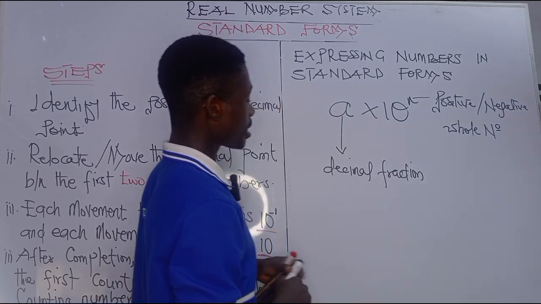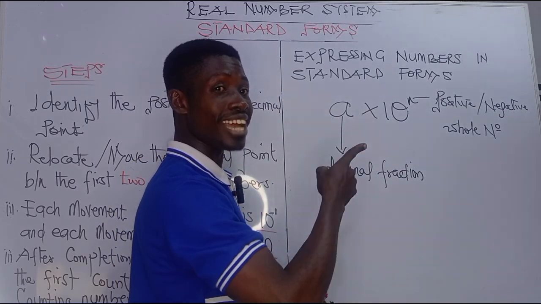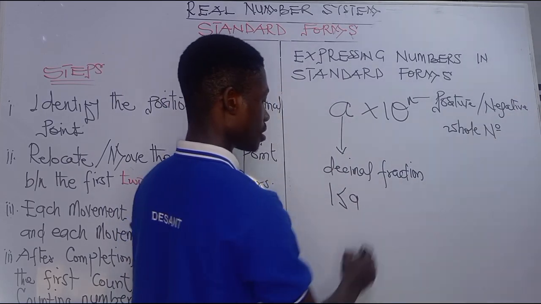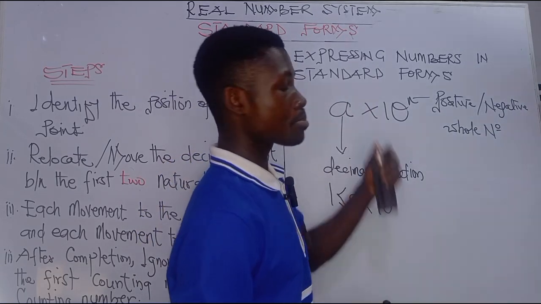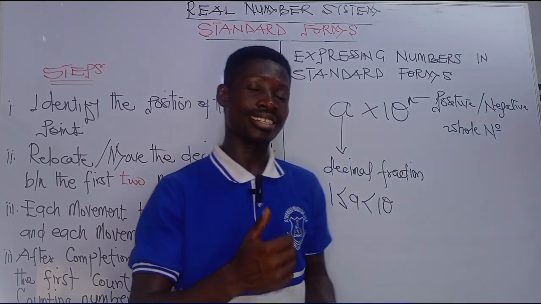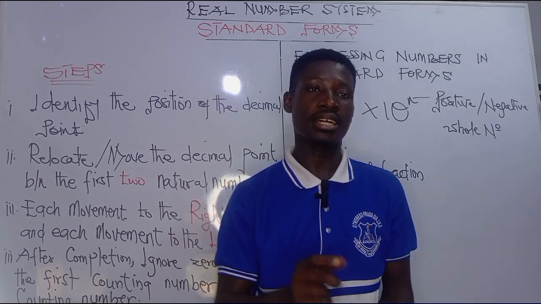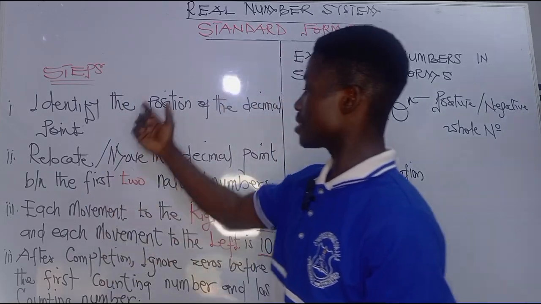Now you also said that the decimal fraction, which is a, must be greater or equal to 1, but less than 10. Now in expressing numbers in a standard form, we are going to go through a few steps to guide us in doing that. So let's go through the steps.